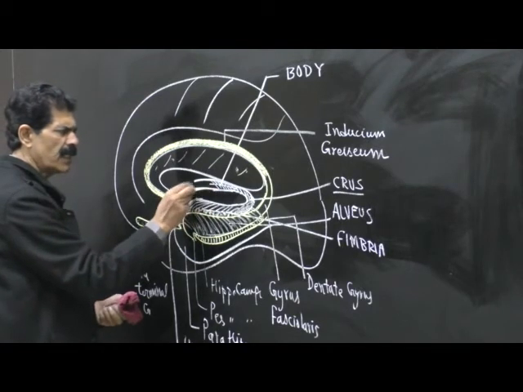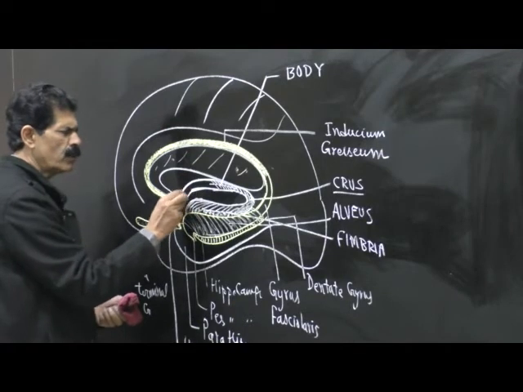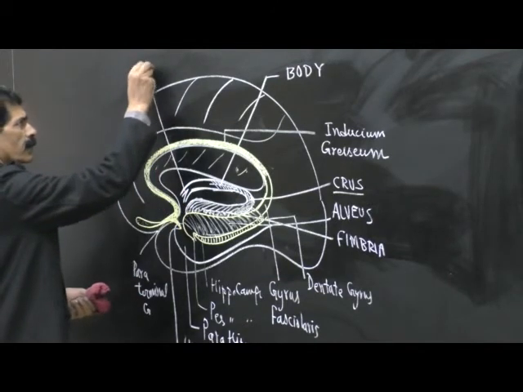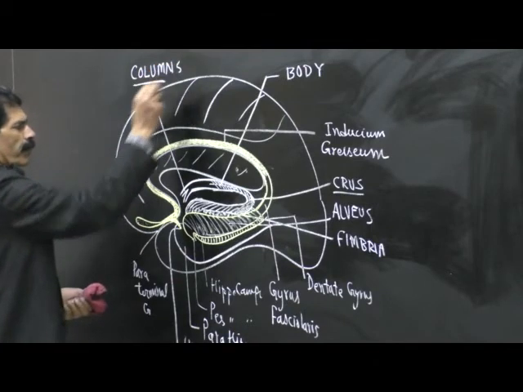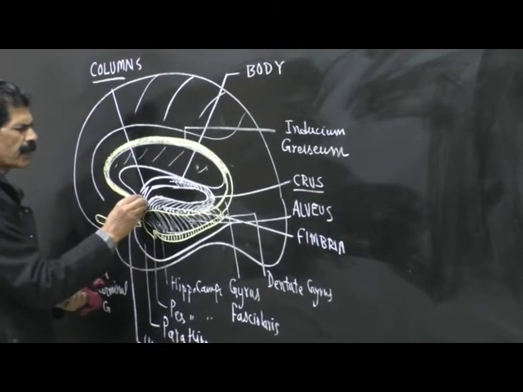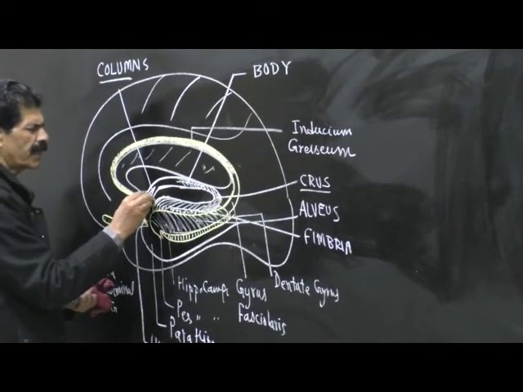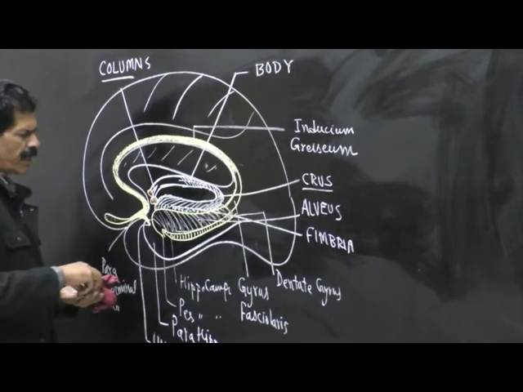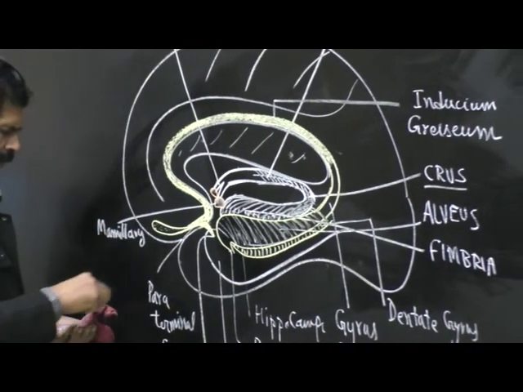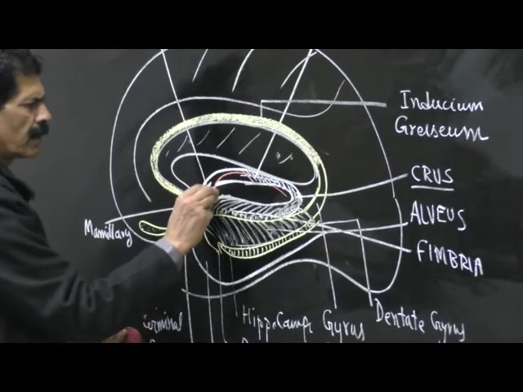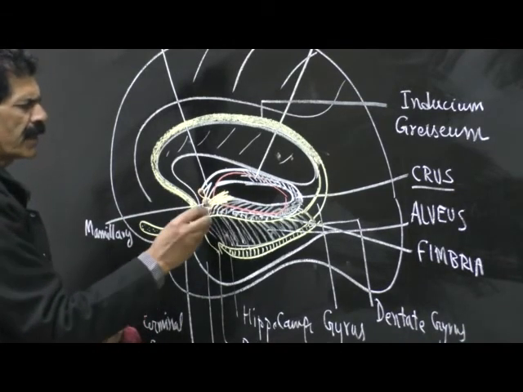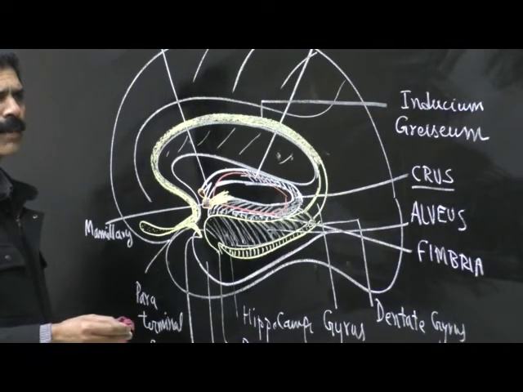And when we trace this body anteriorly, we see that it divides into two columns. These are called the columns. When we trace these columns anteriorly, we see that they end in the hemispherical structures called the mammillary bodies, which are made up of grey matter. And these mammillary bodies are connected to the thalamus via the mammillothalamic tract and to the tegmentum of the midbrain as the mammillotegmental tract.